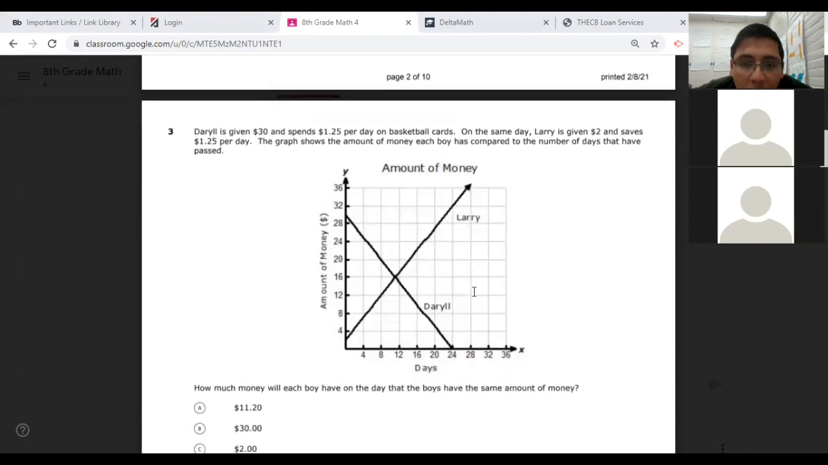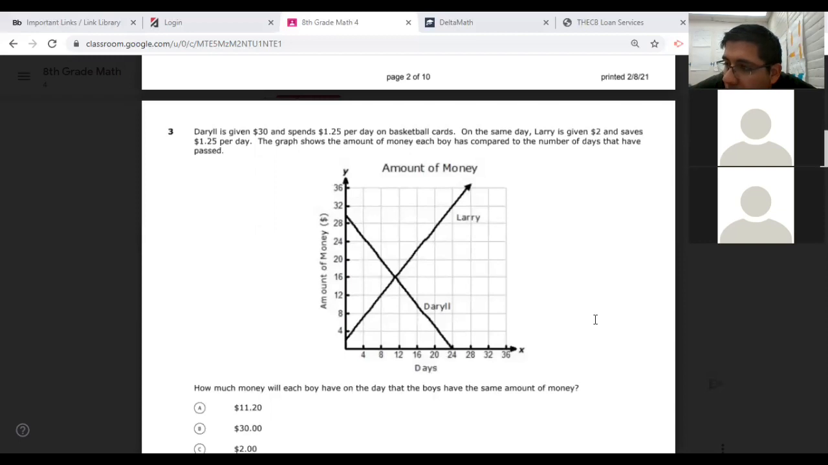So it's also going to be represented in problems like this one, okay? It says Daryl is given $30 and spends $1.25 per day on basketball cards. The same day, Larry is given $2 and saves $1.25 per day. The graph shows the amount of money each boy has compared to the number of days that have passed. How much money will each boy have on the day that the boys have the same amount of money?